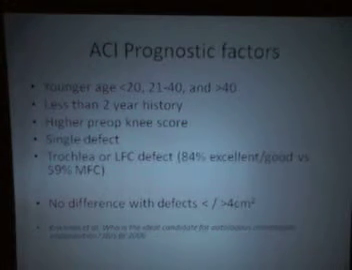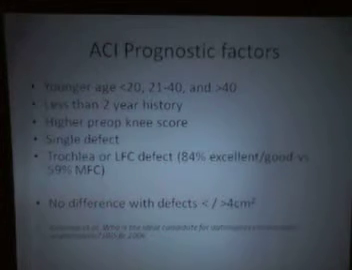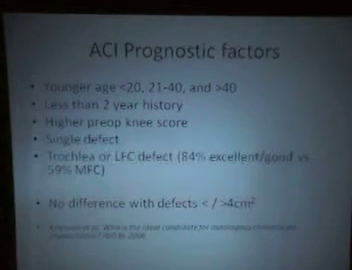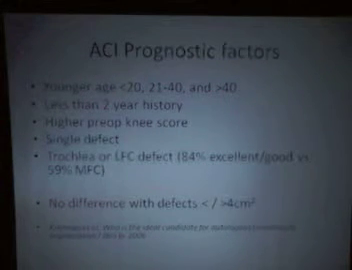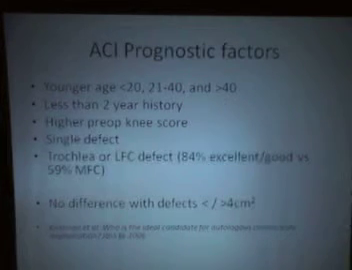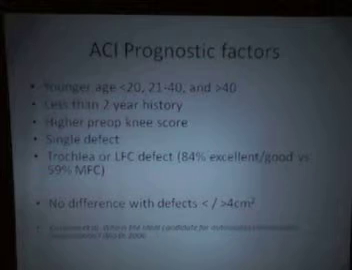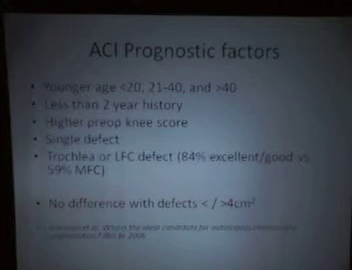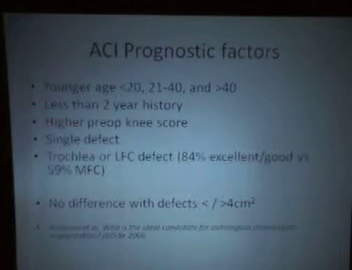So studies have been done, as mentioned earlier. The younger the patient, they tend to do better. If the defect has not been there for a long time, again, better outcome. Higher pre-op knee scores. Most of these are fairly self-explanatory in the sense that if your knee's better to start with, it's better after the surgery. And single defects, and basically trochlear and femoral condyle defects.